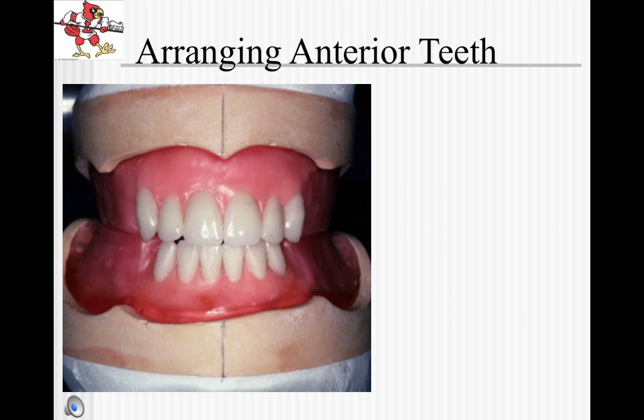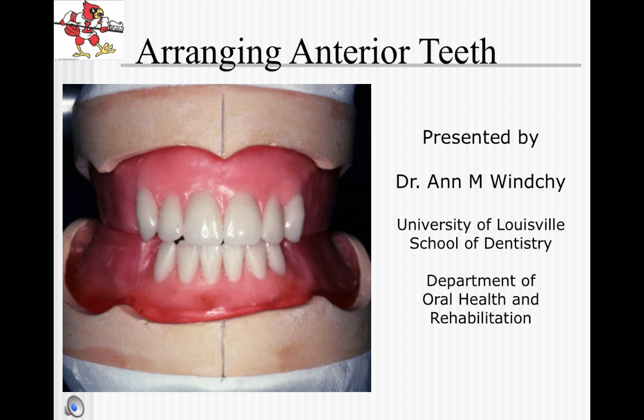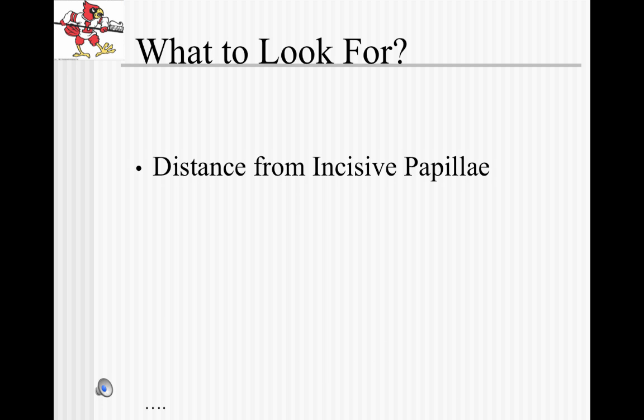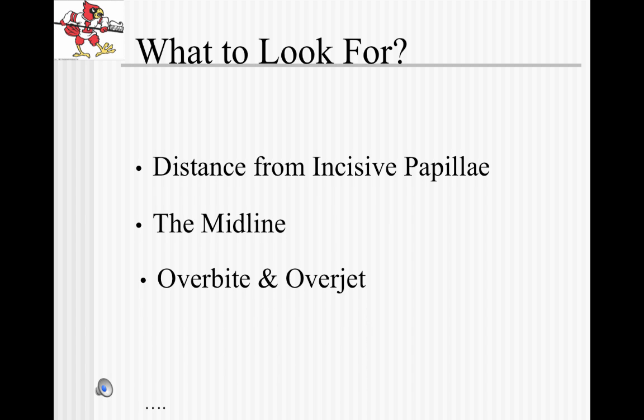This lecture will give you the principles for the placement of maxillary and mandibular anterior teeth into the complete denture setup. What are we going to look for, or what are the things that are important when we're considering where to set anterior teeth? They are the distance from the incisive papillae, the midline, the overbite or overjet, the arch form.